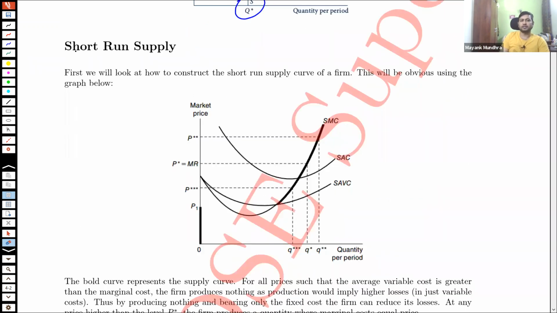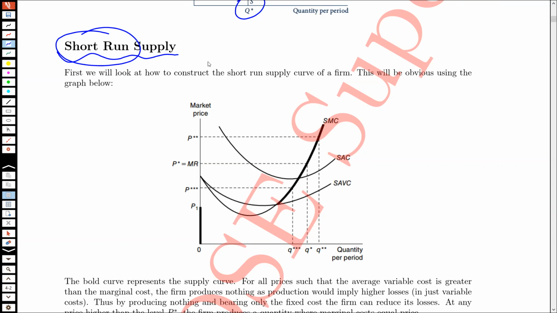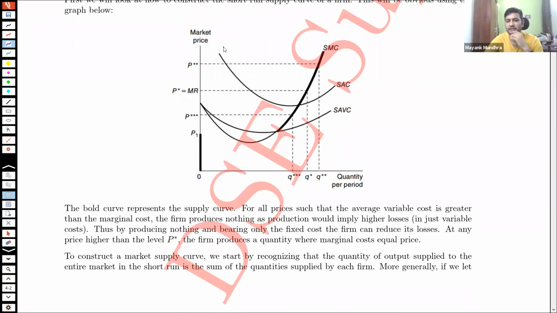All right, now let's look at supply. First, let's look at short run supply. So what do you mean by short run? What is the implication of short run? Short run means when the factors are classified into two, the fixed factors and the variable factors, the fixed factors which cannot be changed in a short period of time. Generally we say capital is fixed. So capital is fixed in short run. Okay, so capital is fixed and labor is variable. So short run means capital is fixed.